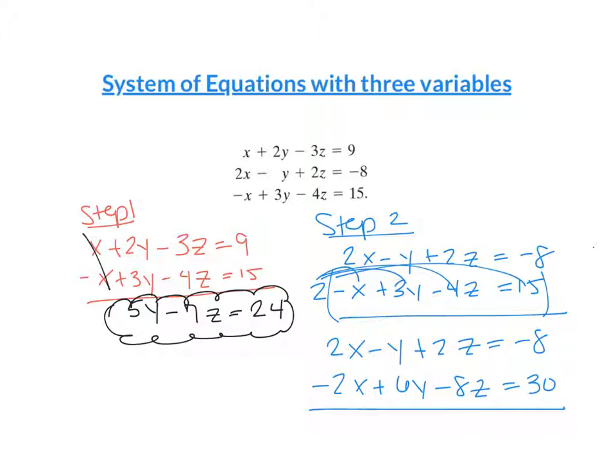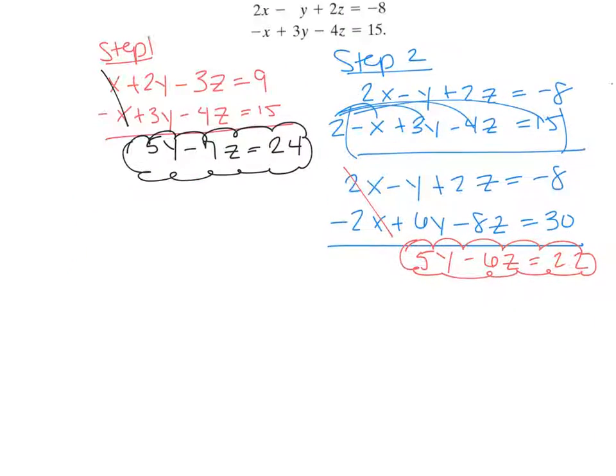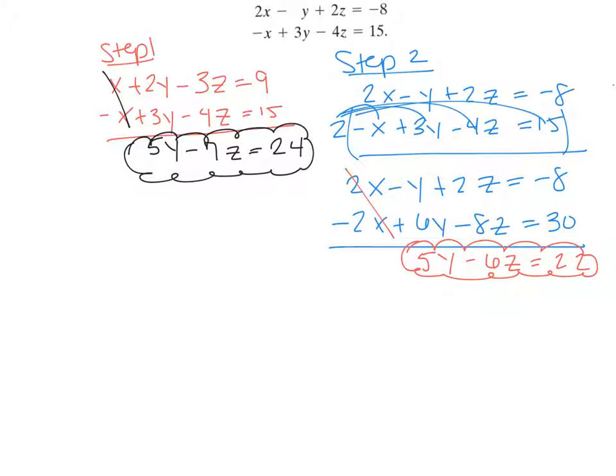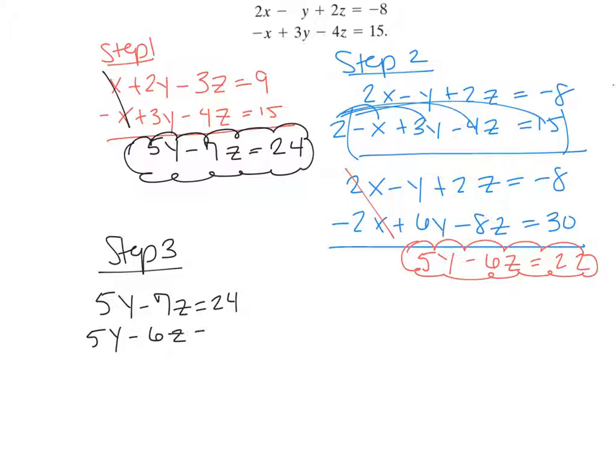Okay, these will cancel out. I'll combine this to become 5y minus 6z equals 22. And this is another key equation. Now what I'm going to do in step 3 is I'm going to take those two key equations and put them on top of each other. So I'm going to put 5y minus 7z equals 24 on top of 5y minus 6z equals 22.